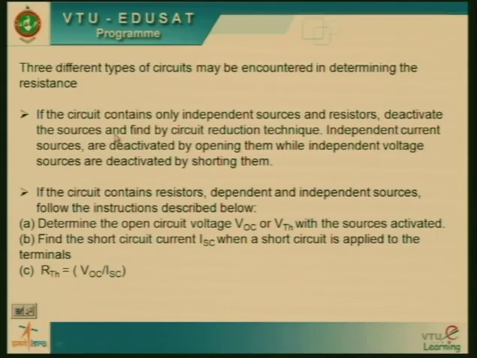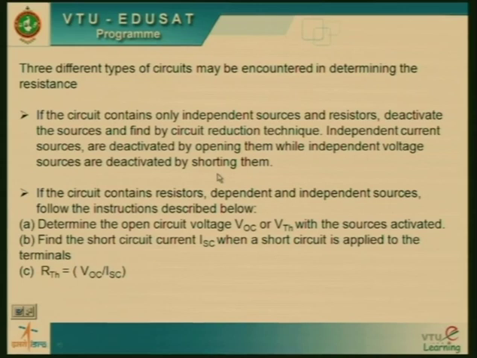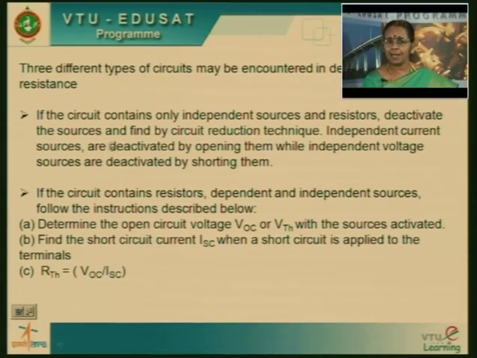So what are the three different types? The first one, as I have already discussed, is that the circuit contains only independent sources and resistors. Deactivate the sources and find by circuit reduction technique. Deactivating the sources means you reduce the voltage to 0, or replace it by a short circuit if it is an ideal source, or replace it by its internal resistance. Independent current sources are deactivated by opening them, while independent voltage sources are deactivated by shorting them. The same thing I have just now told.